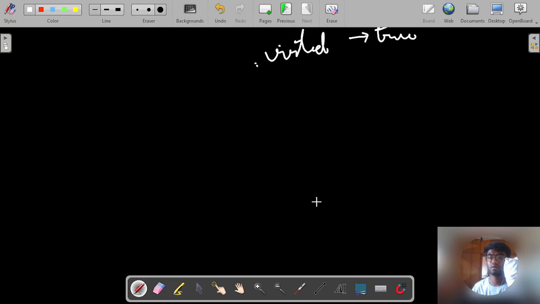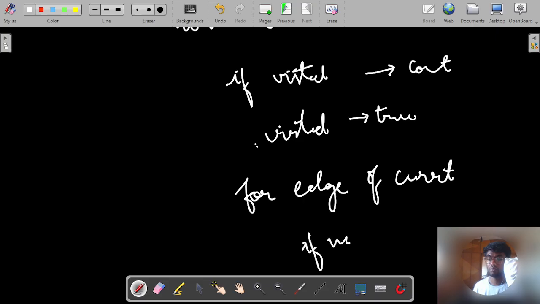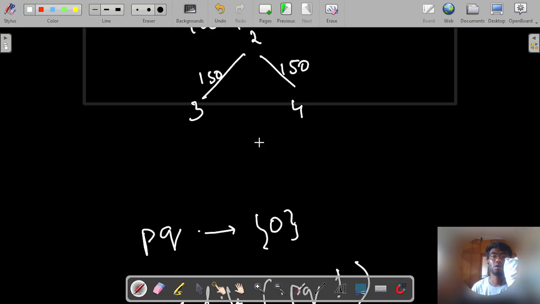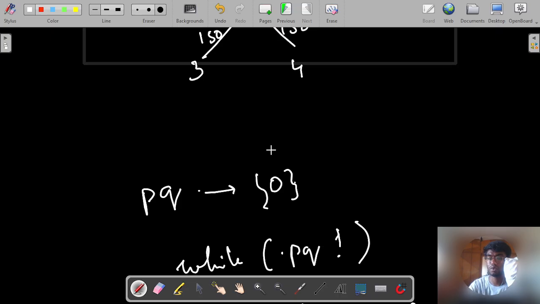But let me draw out the algorithmic steps for these. So we would also have a for loop over all the edges of the current node, and we check if the minimum distance is less than the distance of the neighbor, then we update it. Similarly here in this case, we check the minimum distance, which helps us update if there are any possible routes to a specific node. So yeah, that's one thing.